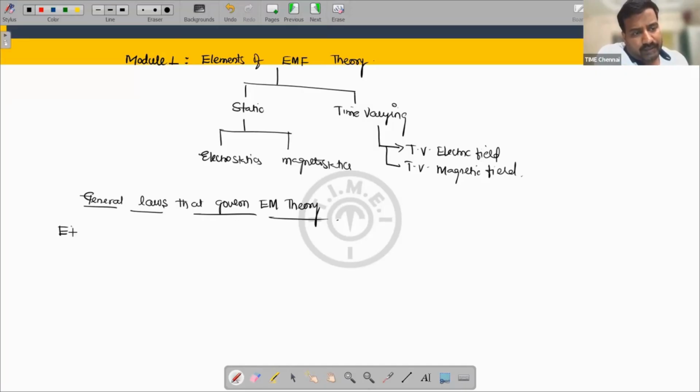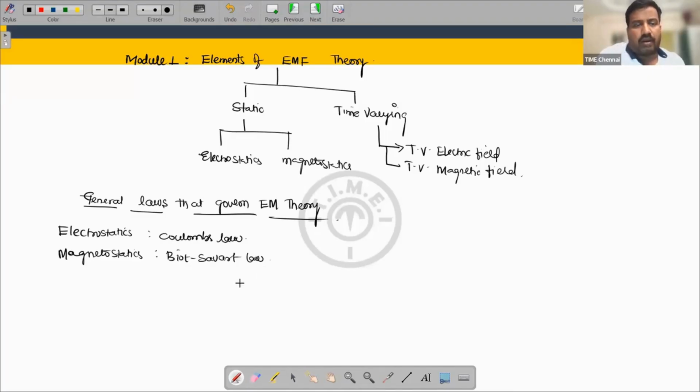The generalized law that governs electrostatics is Coulomb's law. And the generalized law that governs magnetostatics is Biot-Savart law. And these are very important for examination.